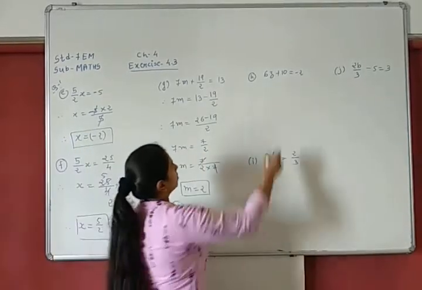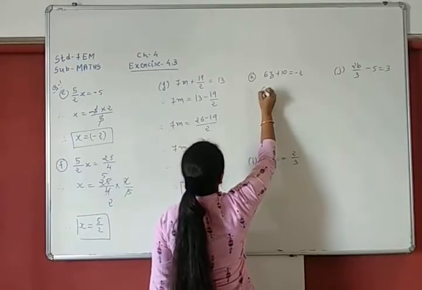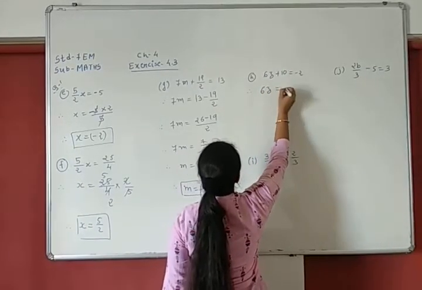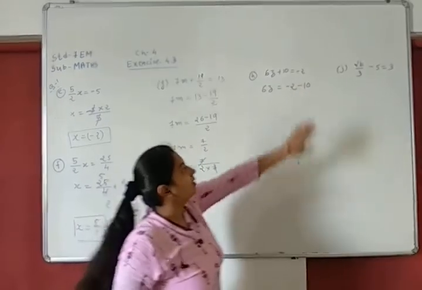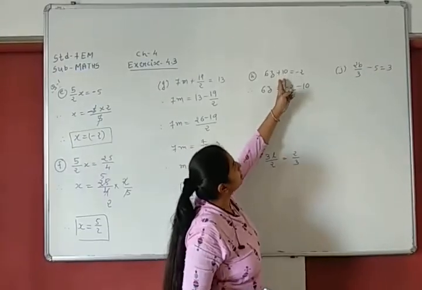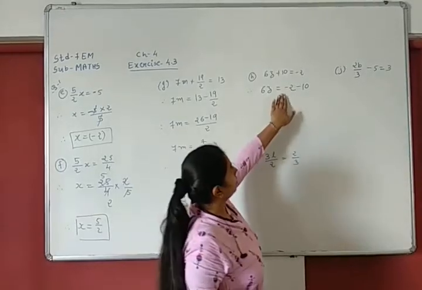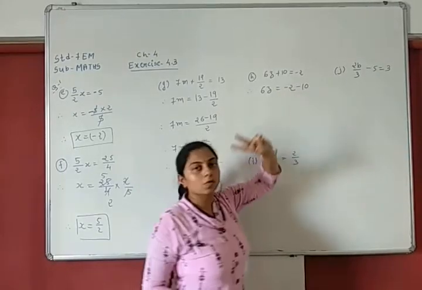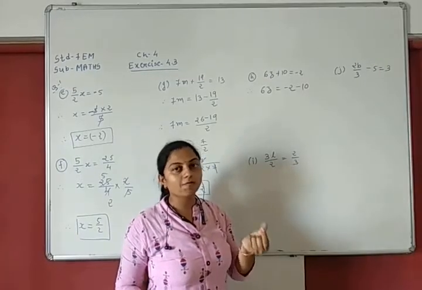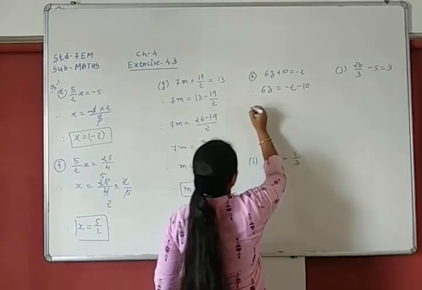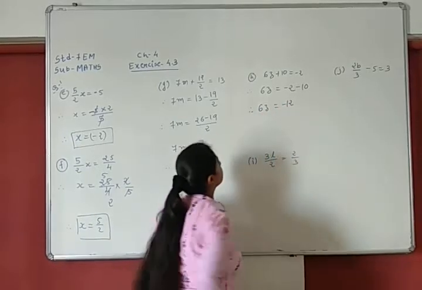Next, 6z plus 10 equals minus 2. So 6z equals minus 2 minus 10. Minus 2 was already there, and this plus 10 will go to the right side, so it will become minus 10. Now minus 2 minus 10, both are negative, so we'll do the addition, but it will be minus only, the sign of the greater number. Okay, so 6z equals minus 12.